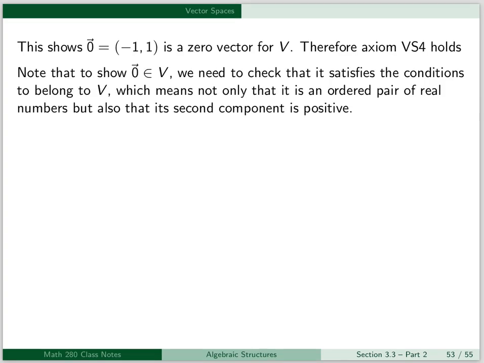Now note that to show our zero vector is in V, we need to check that it satisfies the conditions to belong to V, which means not only that it is an ordered pair of real numbers, but also that its second component is positive.